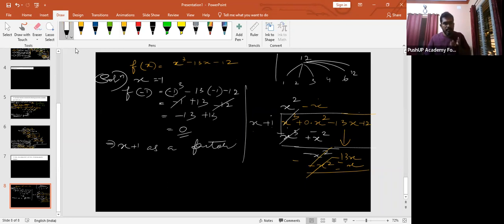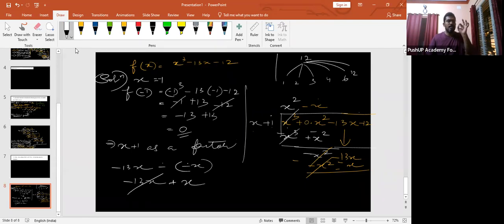Minus 13x minus of minus x. If you have a doubt, just do this on the rough side, children. Minus 13x minus of minus x. Minus 13x. What is minus minus? It's plus x. What is minus 13x plus x? It is minus 12x. Don't be ashamed of doing all these steps because you have to score marks, right?